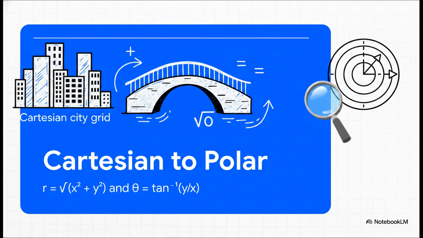And, of course, we can translate it in reverse just as easily. To go from a Cartesian grid point back to polar radar coordinates, we calculate the distance r using our old friend the Pythagorean theorem, so the square root of x squared plus y squared. For the angle, theta, we use the inverse tangent of y divided by x. Now don't let the math intimidate you here. The formulas are simply the sturdy bridge that connects the city grid right to the radar screen.